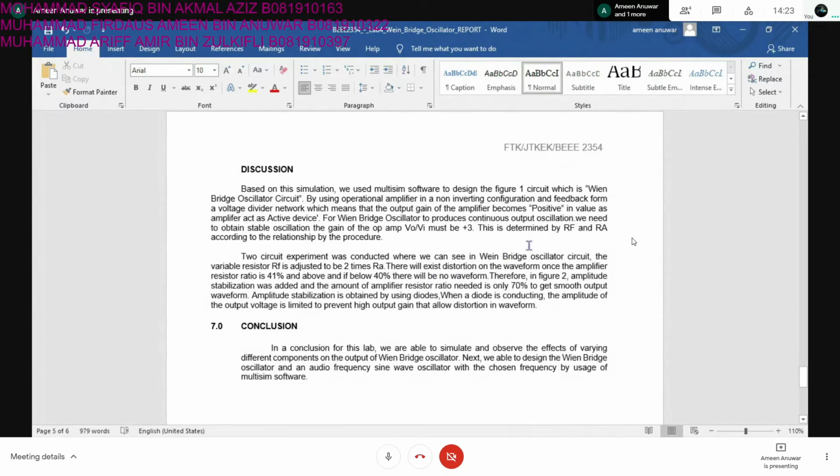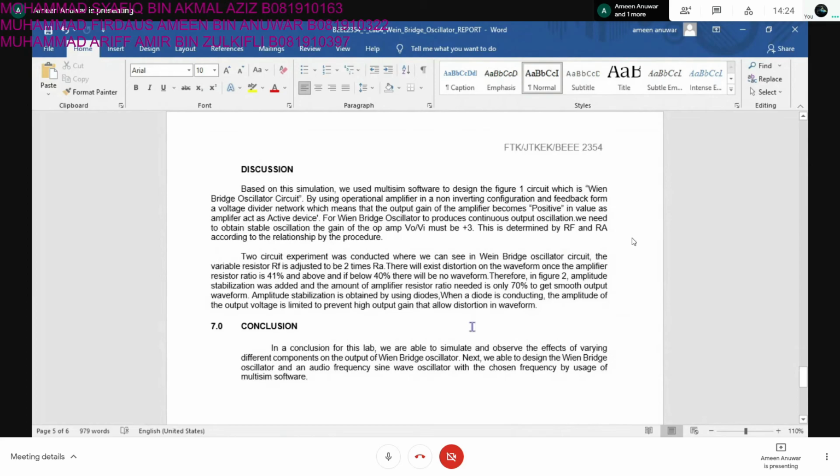For Figure 2, the amplitude stabilization was added in the circuit, and the amplifier resistor ratio needed is only 70% to get a smooth output waveform. So we only use 70% to get a pretty smooth output waveform. The amplitude stabilization is obtained by using the diodes. When a diode is conducting, the amplitude of the output voltage is limited to prevent high output gain that allows distortion in the waveform.